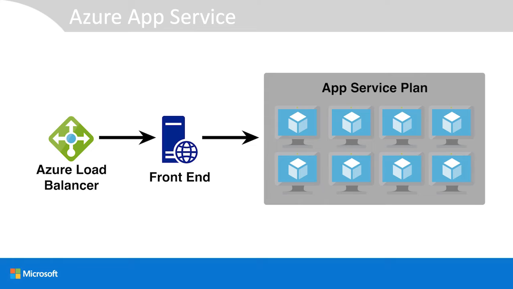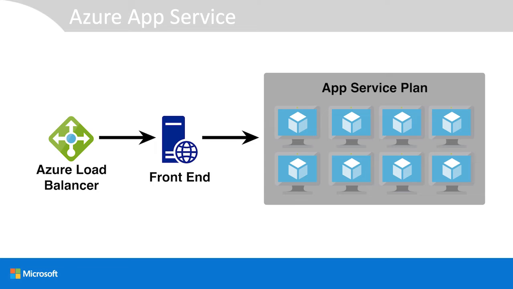When someone browses to a website that's hosted in App Service, and by the way, those websites are typically called web apps, the request first hits an Azure load balancer. That load balancer is responsible for sending the request to one of the many front ends that run in Azure App Service. The front end knows about your web app and which VM it's running on, so it's responsible for sending the request on to the right VM that's hosting your app.